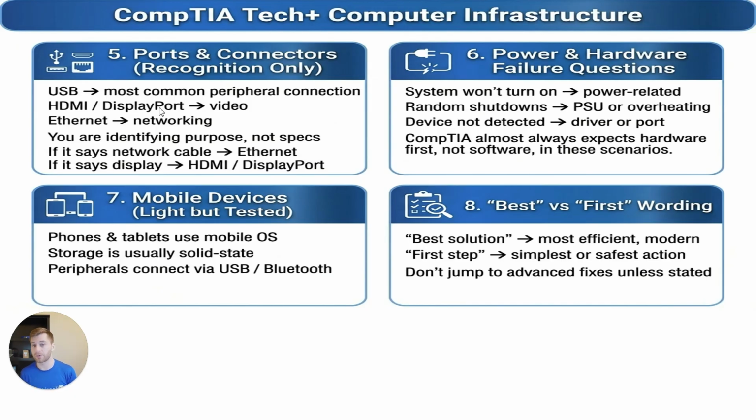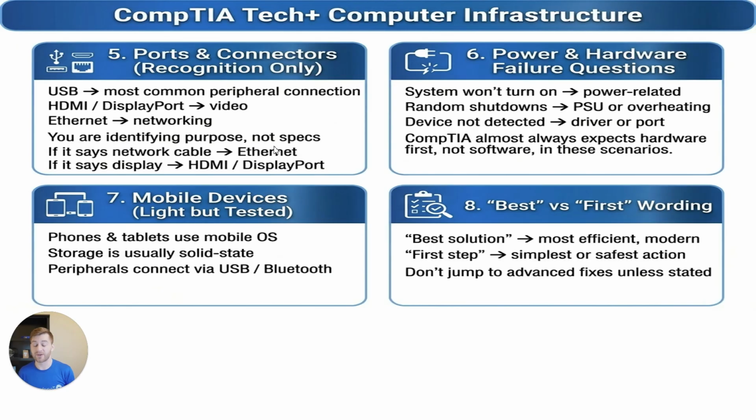HDMI and DisplayPort, VGA, or DVI, those are all video. We've talked about those as video connections for your monitor, TV screen, projector, things like that. Ethernet is networking. So whenever you see a question about an Ethernet cable, that has to do with networking. Ethernet questions often come up with Ethernet cables or network cables. So if you get a question about a printer not being able to connect, you might want to check on the network cable or Ethernet cable.